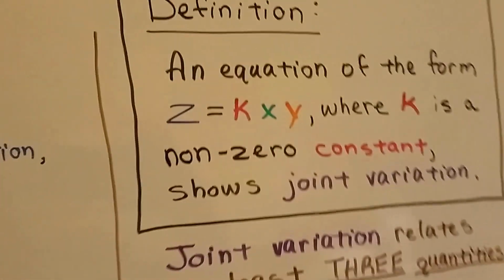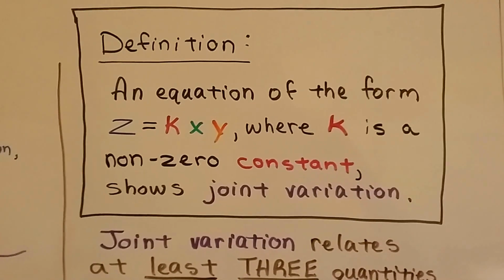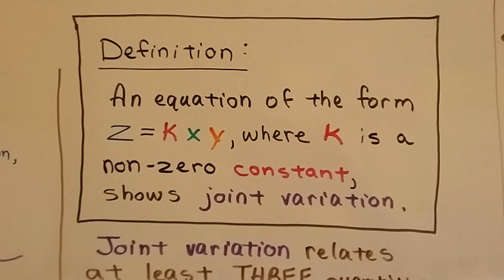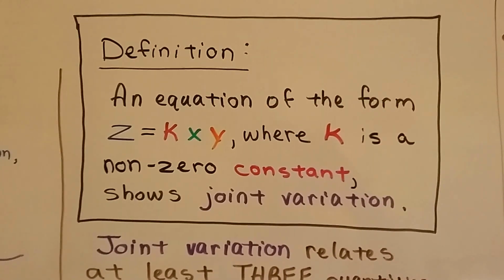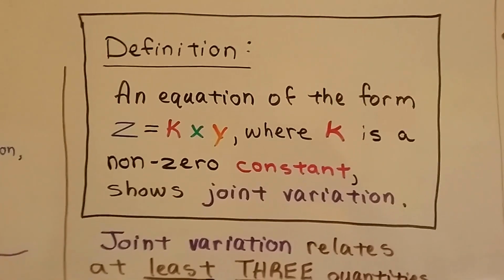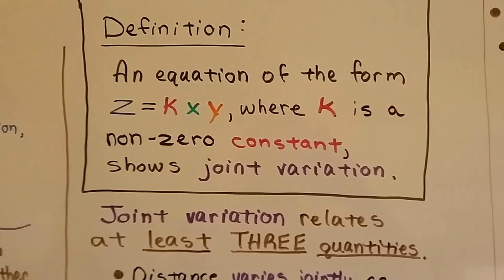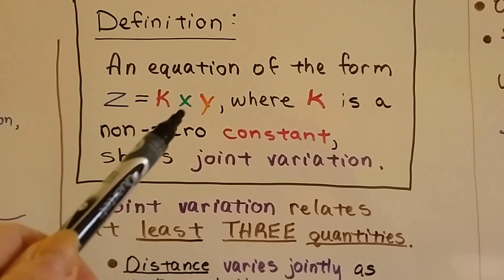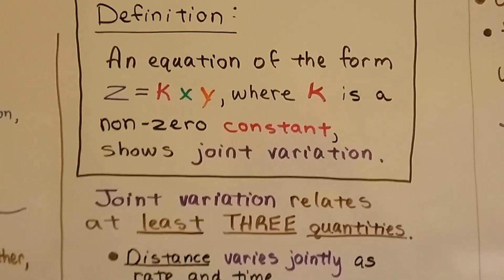See? Our definition is an equation of the form z equals k, that constant, times x times y, where k is a non-zero constant. It can't be a zero. That shows joint variation. And joint variation relates at least three quantities. You can see them. 1, 2, 3, and we have our constant.